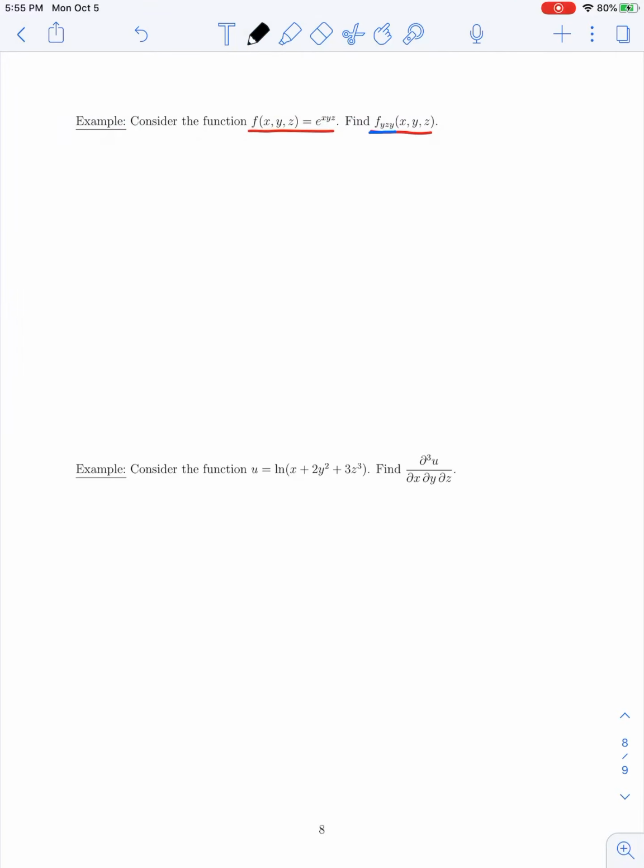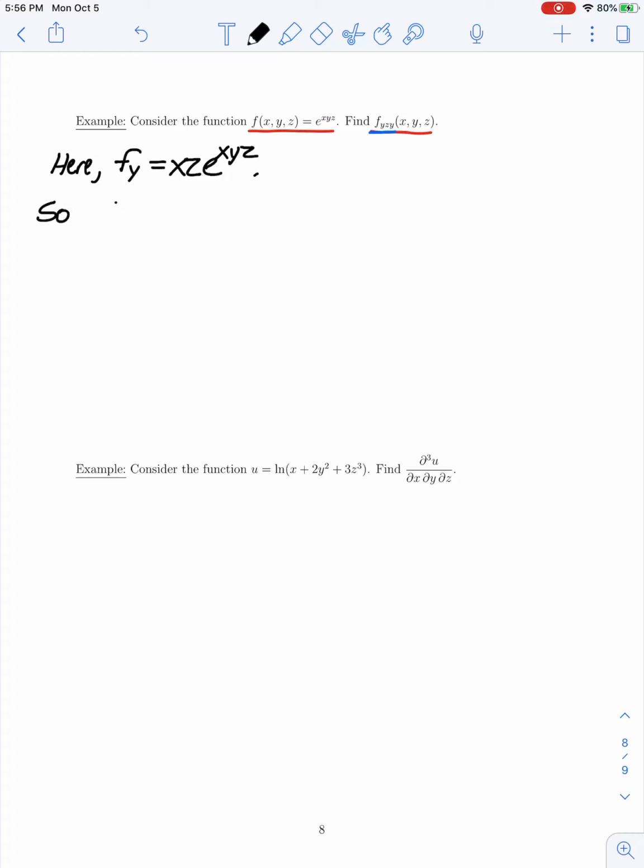So let's start with the first partial derivative that we're looking for. That is the partial of f with respect to y. So using the chain rule, well, the derivative of e to the xyz would be e to the xyz times the derivative of the inside with respect to y would give us x times z.